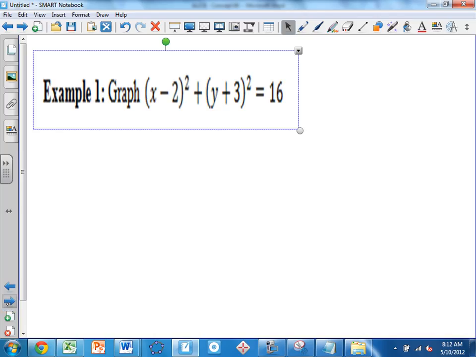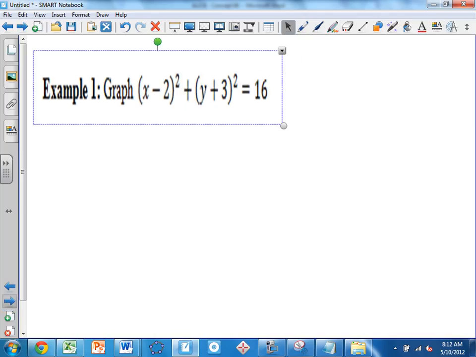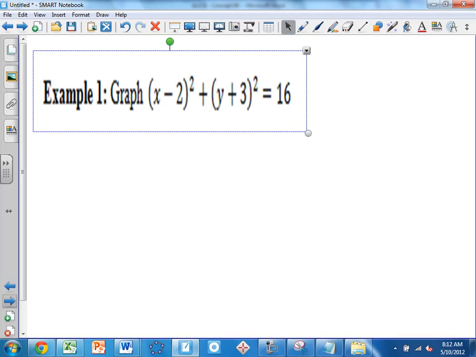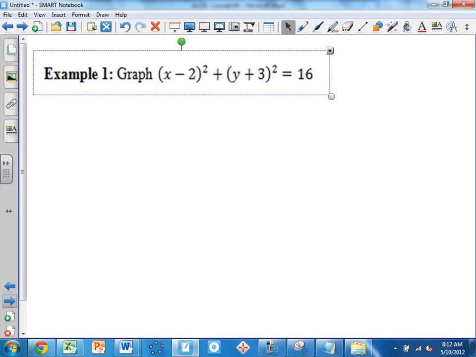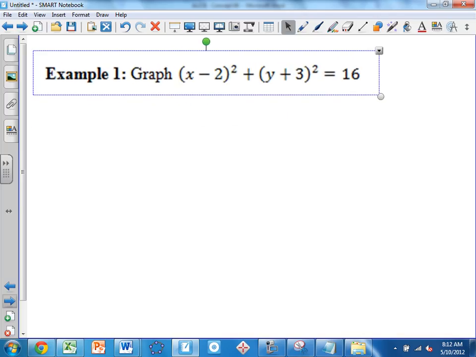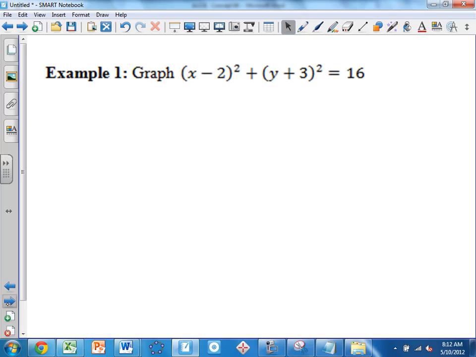Alright, now if we have an equation like this though instead. Why is this stretched out like this?